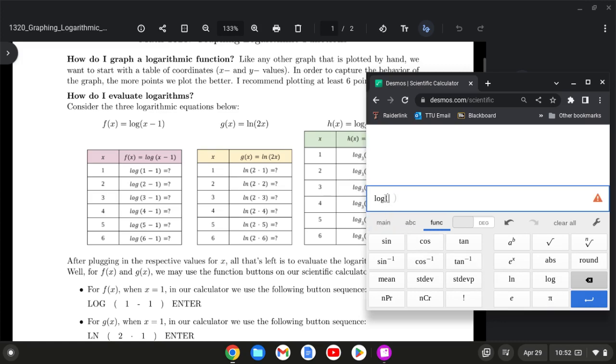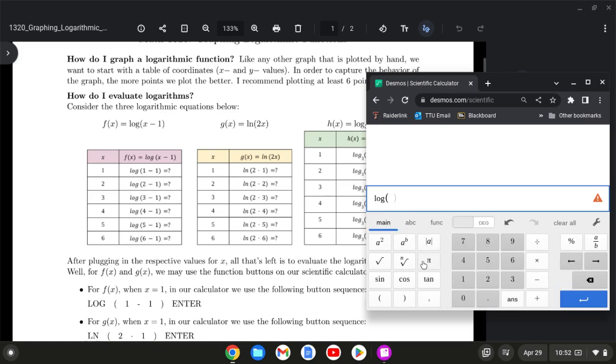And your calculator may or may not pull up these parentheses. If not, I would recommend putting the parentheses, especially if we're doing an operation within them. And then we're going to just plug in what we're taking the log of. So when x equals 1, for f of x, we're evaluating log of the quantity 1 minus 1. So I would plug in a 1 minus 1, close parentheses, and then you hit enter.